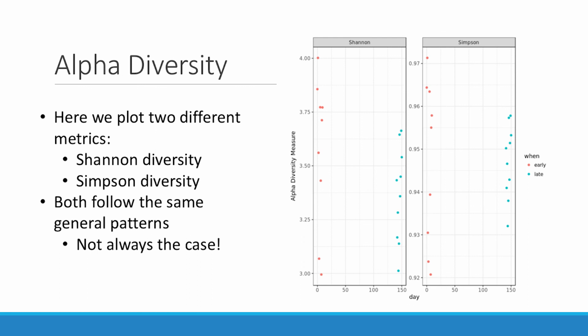I don't have time to go into too much about Shannon and Simpson diversity, but Shannon diversity is typically more a measure of richness, and Simpson is more a measure of evenness of the community. Both follow the same general patterns here. That's not always the case because they're calculated in very different fashions, but it's nice to have a couple of different diversity metrics when analyzing your data.